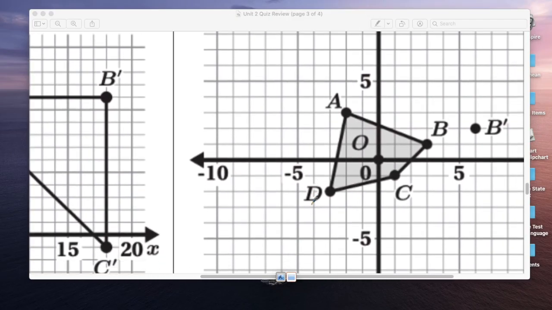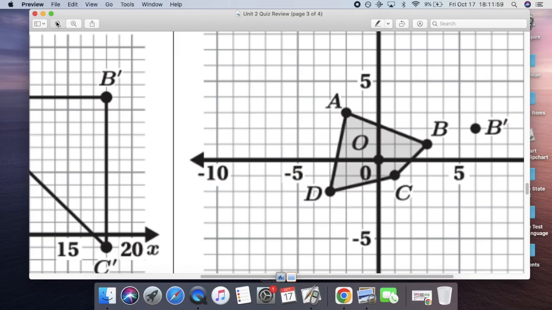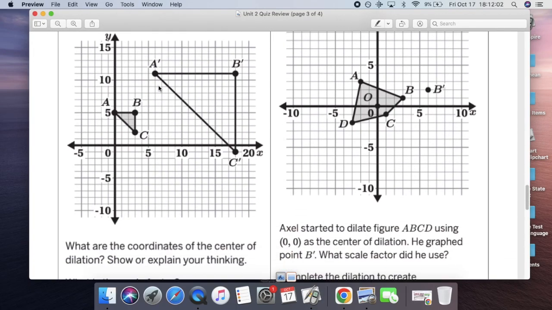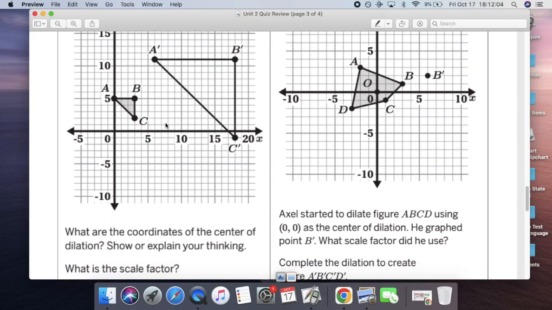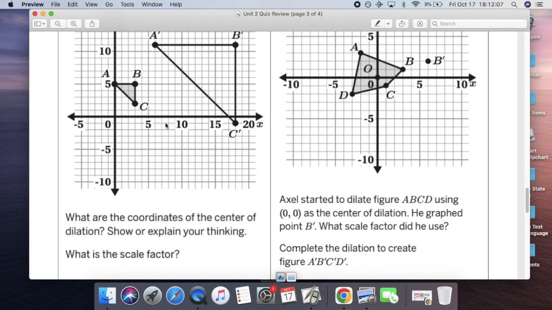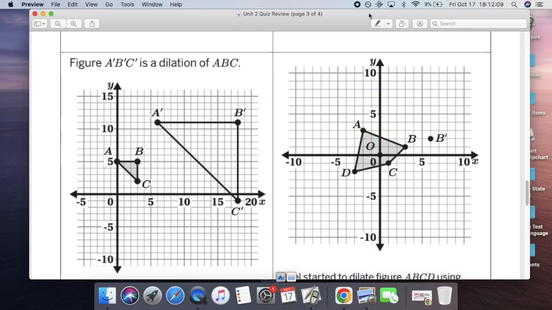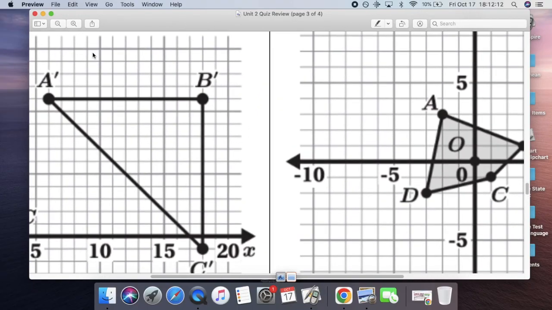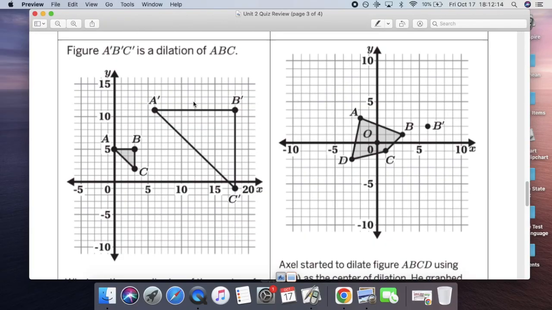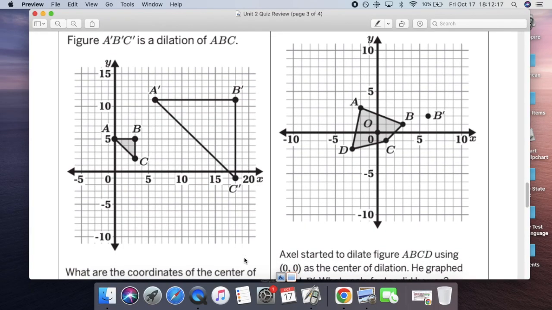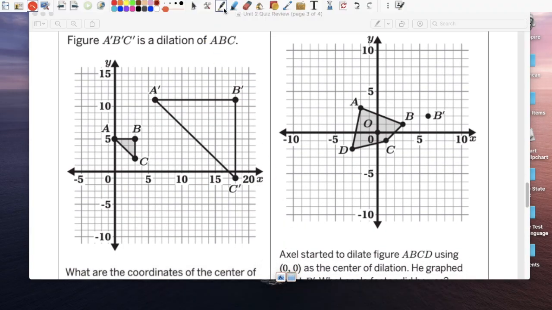Last question. I don't know what this question is about. Instructions: dilated using 0, 0 as a center. He graphed point B. What scale factor did he use? Okay. And then complete the dilation. All right. Okay, dilation about 0, 0. So if you wanted to walk to B, how would you walk to B? You would go 1, 2, 3 to the right, and 1 up.